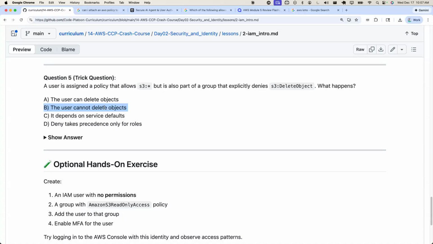And why do you think, what's your logic behind B? Because, well, I'm thinking of stacking policies. So you have one policy that says you can do everything to S3, but then you have a group policy under that that says you can do everything but delete objects. So you can do everything except for deleting objects. Yeah, I agree with you. That's what I'm thinking. That logic of stacking policies makes sense to me.